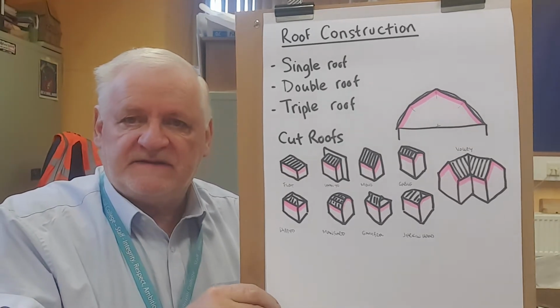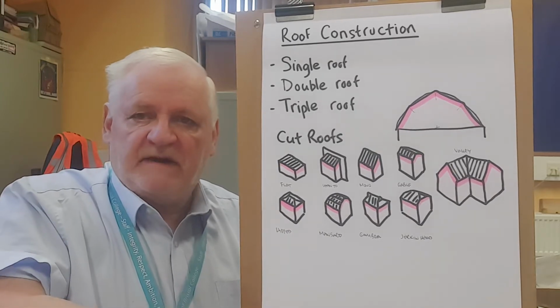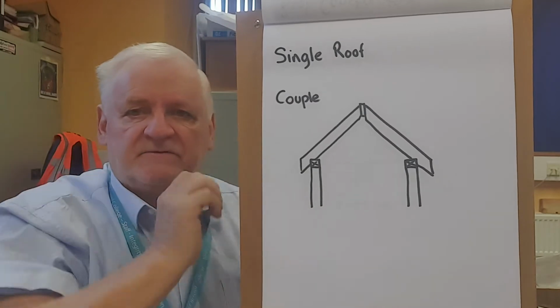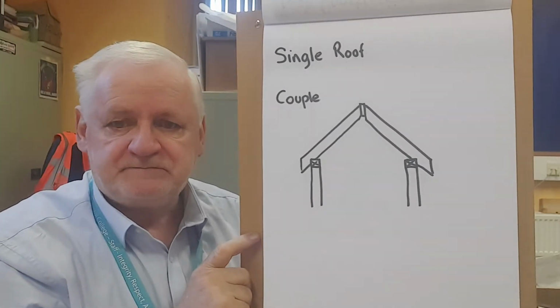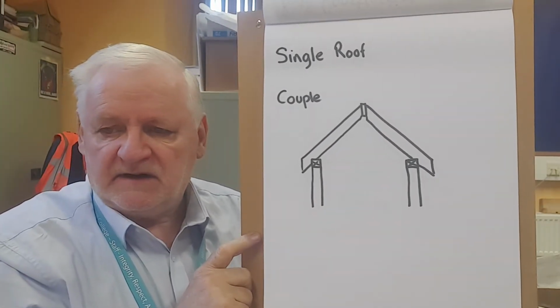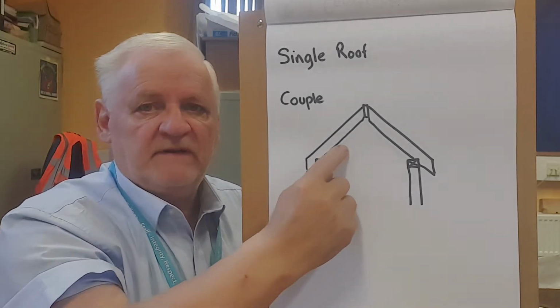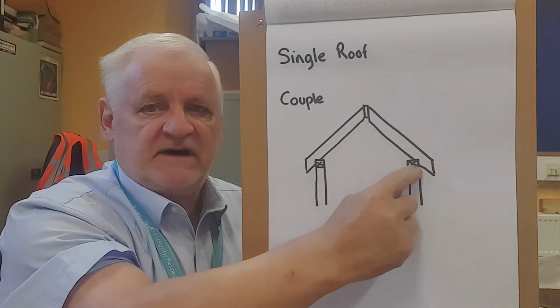Now we're going to talk about the different types of roof. We're going to talk about the single roof first. So let's get that one up. Now the single roof, a very, very simple thing. It's called a couple roof, and it is a roof that goes up from one wall up to the top and comes down to the other side, and there's another wall.